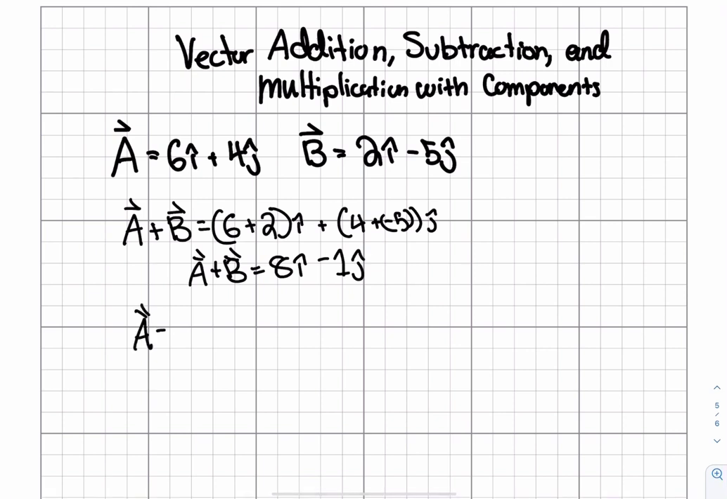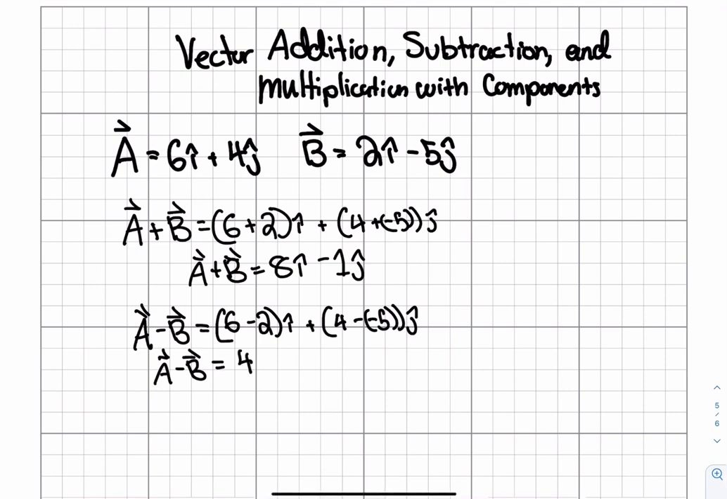Subtraction uses a very similar method. First, you group the i's and the j's together, but you subtract the second vector's components from the first instead of adding them like before. This gives us our answer of 4i plus 9j.